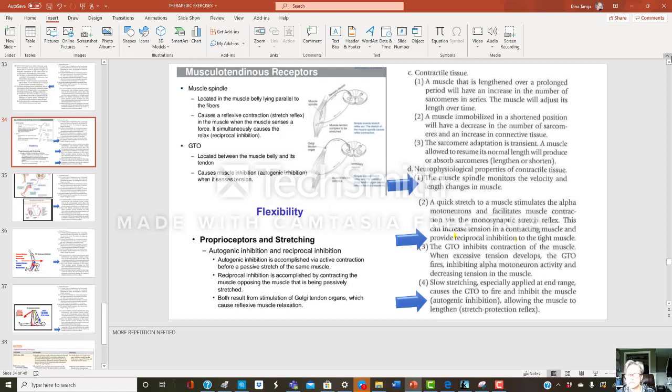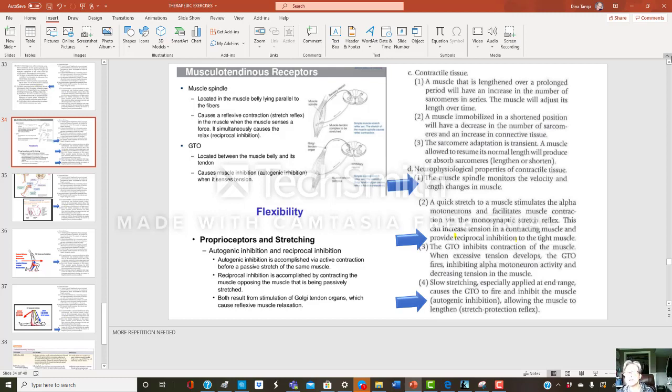A quick stretch to the muscle stimulates the alpha motor neurons and facilitates muscle contraction via the monosynaptic stretch reflex. This can increase tension in the contracting muscle and provide reciprocal inhibition to the tight muscle. So reciprocal inhibition is accomplished by contracting the muscle opposing the muscle that is being passively stretched.